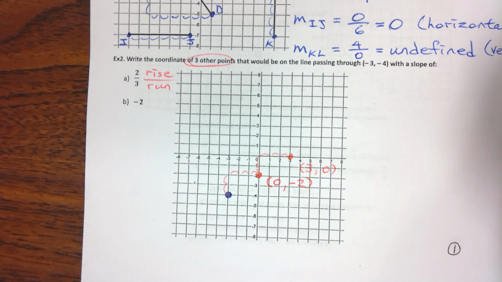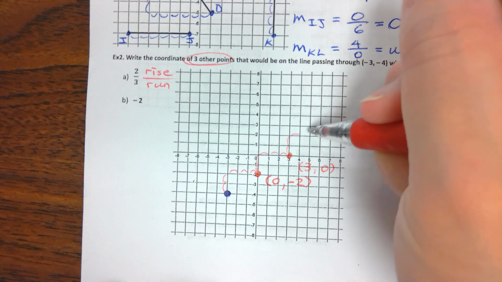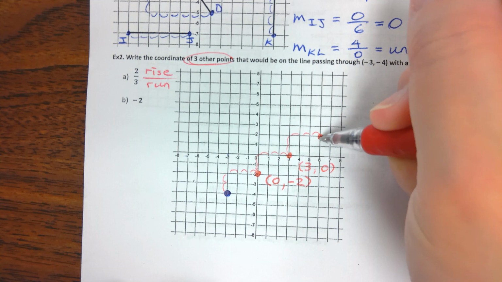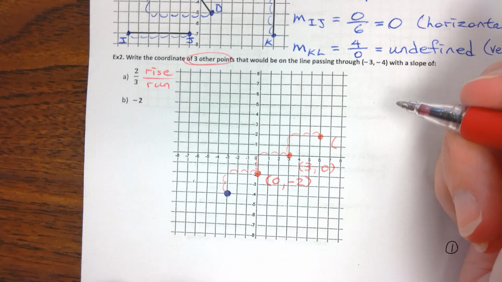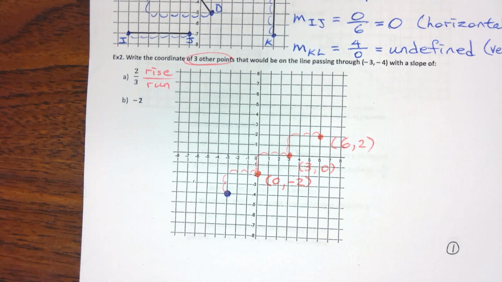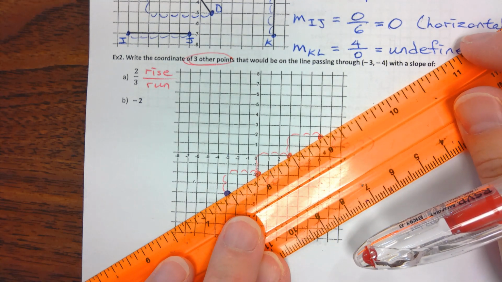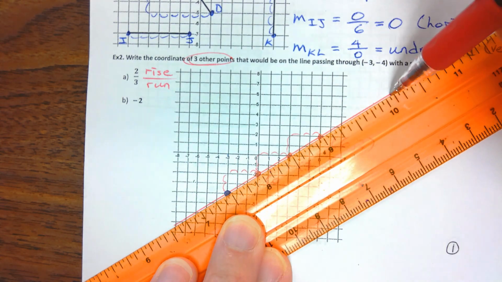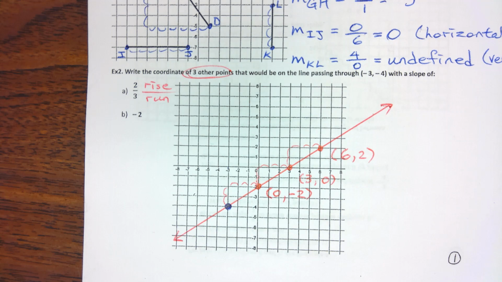Okay. I want 1 more point. So what do I do? And then? Yeah, just keep going. And then this is my third point. And what's the coordinate of this point? 6 and 2. That's it. Okay. When I draw the line, when I connect the dots, I should get all of them. They should all line up exactly on the line. All right. And that's because the slope throughout the line is the same.